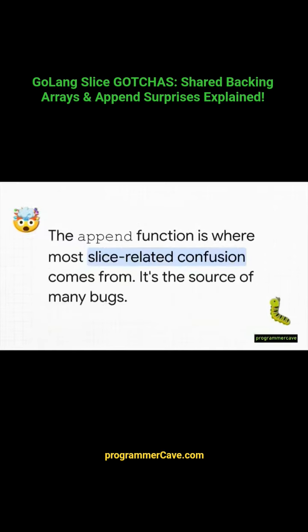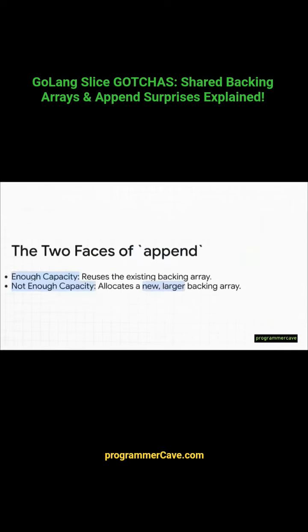But honestly, if there's one thing that causes the most headaches, the source of those really subtle, frustrating bugs, it's the built-in append function. It seems so simple on the surface, but its behavior can be wild. See, append has this split personality, and it all depends on that capacity we talked about. If there's enough room in the backing array, it just slots the new data in, sometimes overwriting things you didn't expect. But if there's not enough room, it has to go build a whole new, bigger backing array, copy everything over, and then point your slice to the new location.